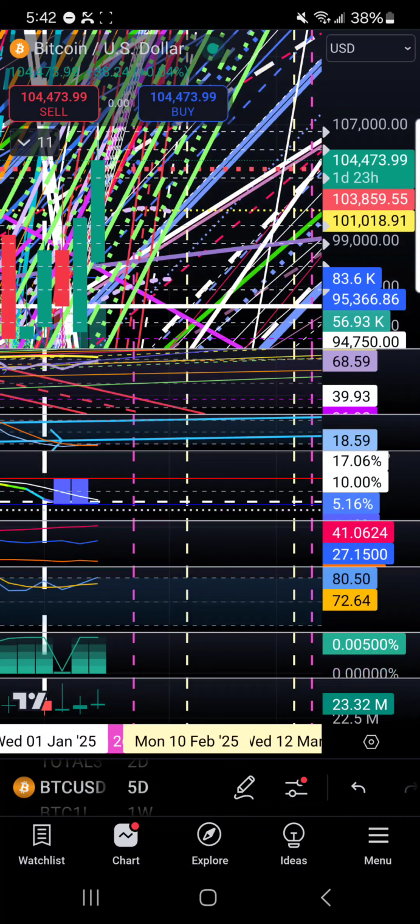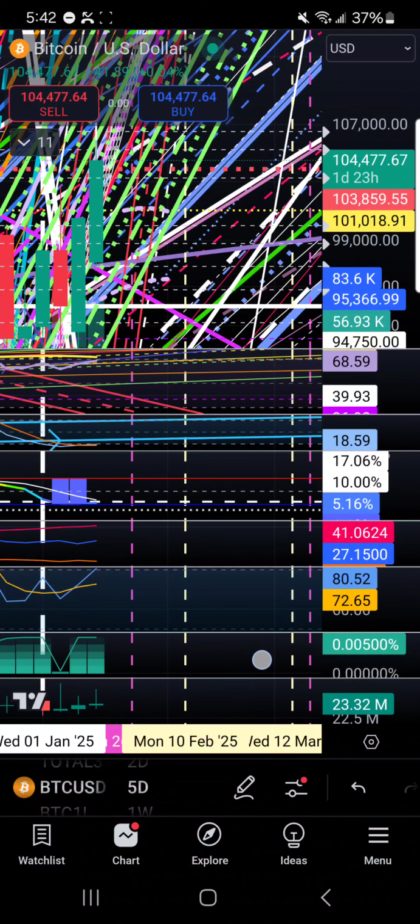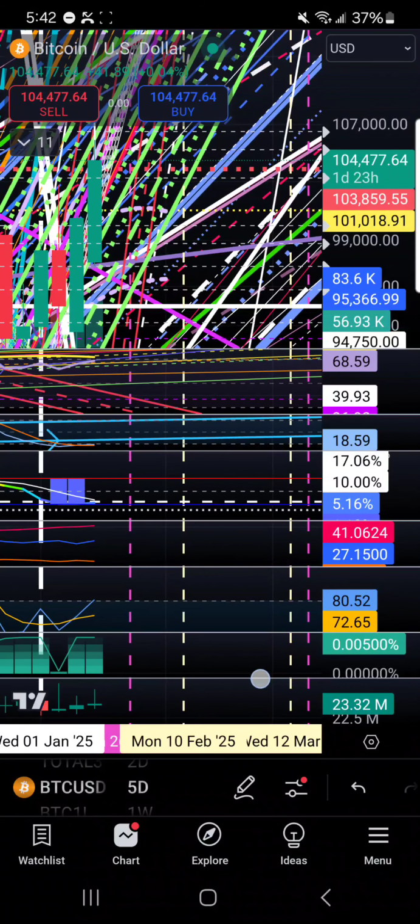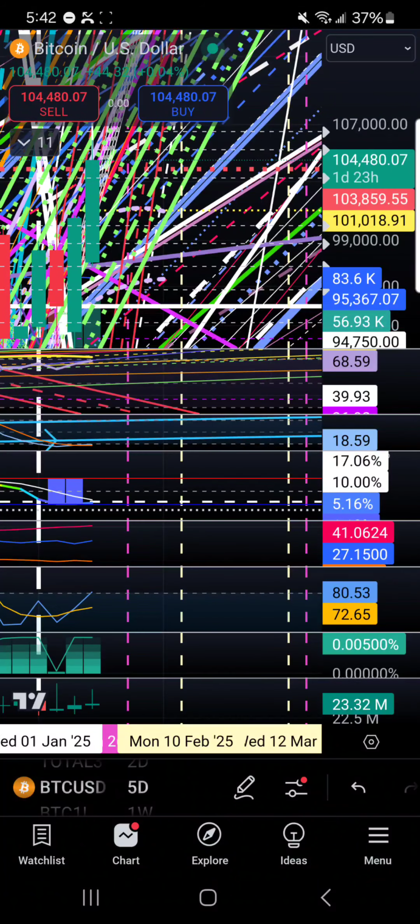Now let's look at our stochastic indicator, just right here. We're on the 5-day time frame still.